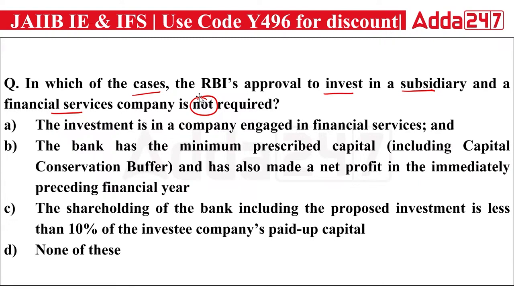First is saying the investment is in a company engaged in financial services. Second is saying the bank has a minimum prescribed capital and has also made a net profit in the immediate preceding financial year. Third, the shareholding of the bank, including the proposed investment, is less than 10% of the investee company's paid up capital. And the fourth is saying none of the above. So, out of these four, what do you think? Which of the following actually does not require the approval of RBI?